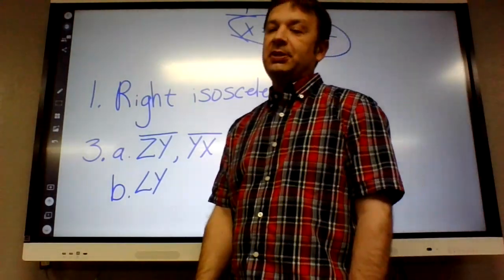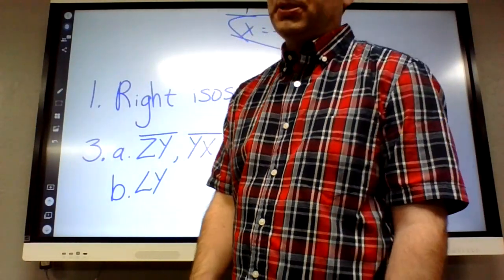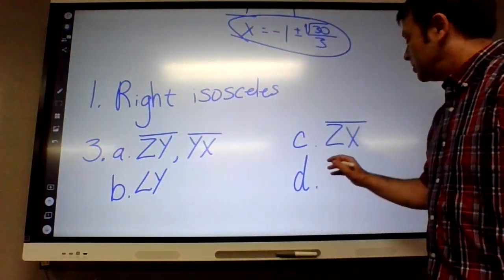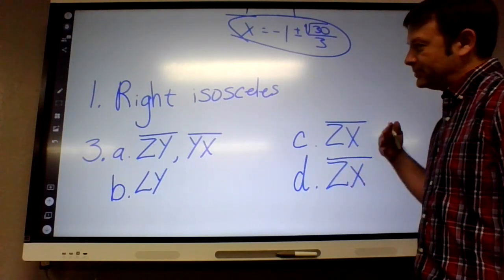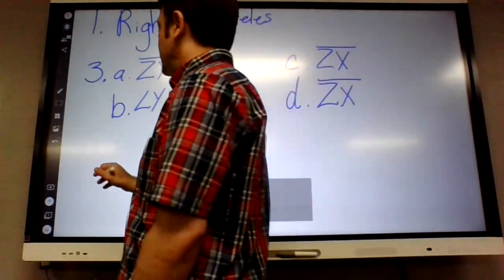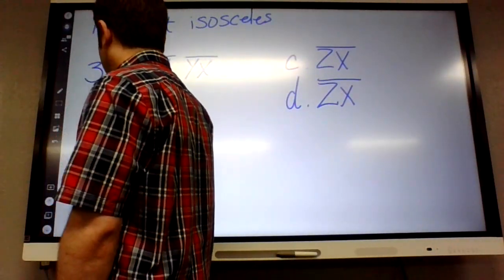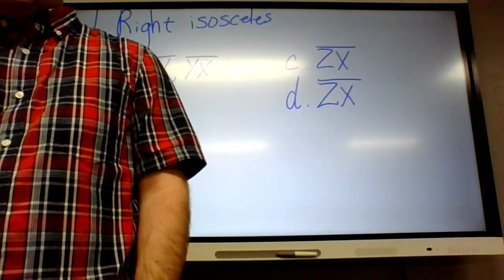D says, what's the hypotenuse on number 1? ZX again. On the right triangle, it's the hypotenuse. If you think of it as an isosceles, it's the base. But not all right triangles are isosceles. Not all isosceles are right triangles.